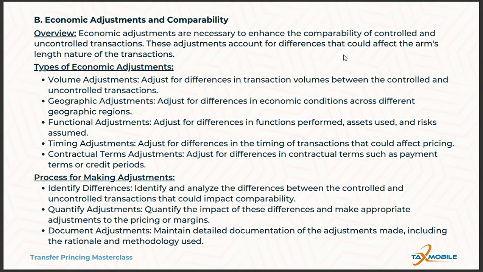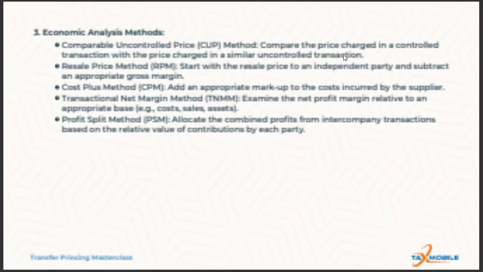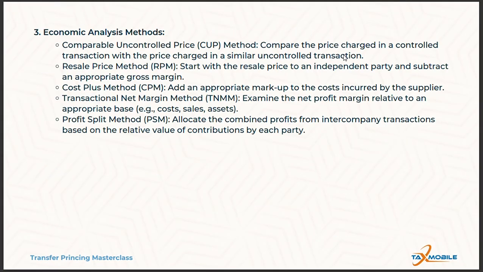methods here. Okay, let's look at the most used method: the comparable uncontrolled price method. This method compares the price of a controlled transaction with the price of a similar transaction between independent parties. It is considered one of the most reliable methods when comparable uncontrolled transactions are available.